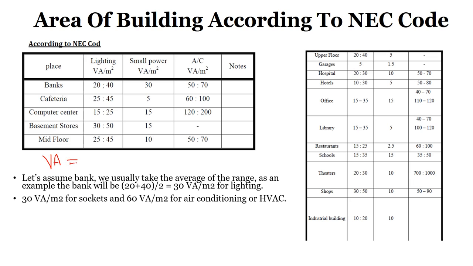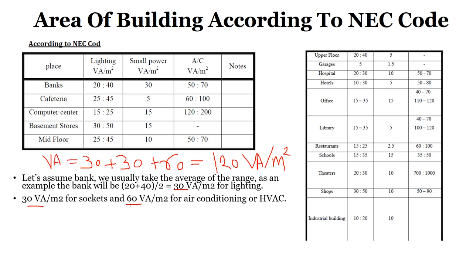is equal to total per meter square, of course, is 30. Okay, 30 plus another 30 for sockets, 30 plus 60 for HVAC, or air conditioning, equal to 30 plus 30, 60, equal to 120. Okay, volt ampere for each meter square.